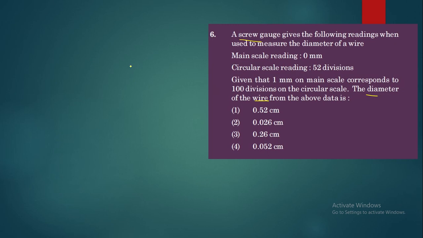Whenever we measure a diameter or any length with the help of a vernier caliper or screw gauge, the length or the diameter, whatever you measure, is written as main scale reading plus the number of circular divisions when we attempt to measure, multiplied by the least count. That's the primary formula. Now here this least count is something that we have to calculate using this one, pitch divided by 100.